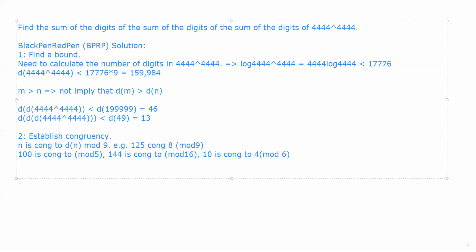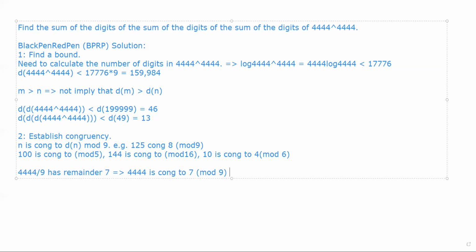Black pen, red pen first did this. So he divided 4444 by 9, and he got a remainder of 7. So then it has remainder 7, which implies that 4444 is congruent to 7 mod 9.